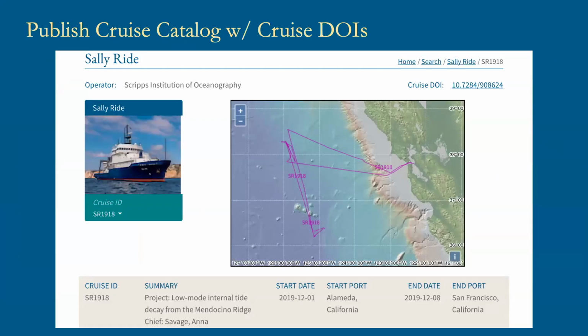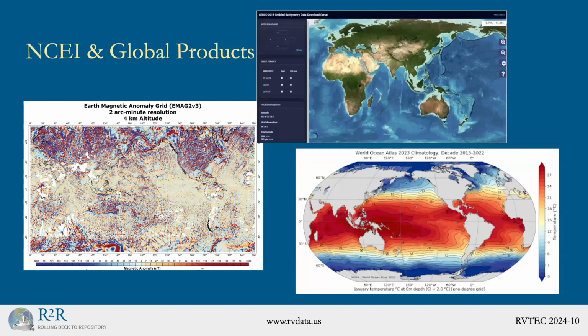We publish all of this, make it searchable and accessible from the rvdata.us website. We have a cruise catalog with landing pages for every cruise. We have DOIs, cruise DOIs, as well as data set DOIs that we use to connect data from this cruise to data in other repositories for this cruise. And then we also provide the data, all the data that NOAA will accept, we submit to the National Centers for Environmental Information. That's the US National Ocean Data Center. That creates an additional discovery access point for the community.